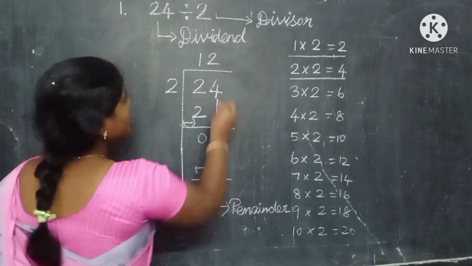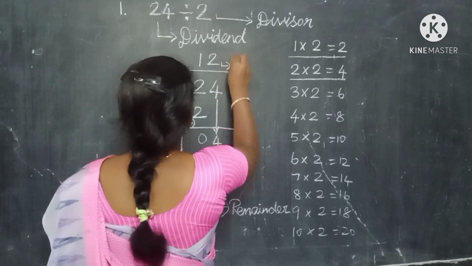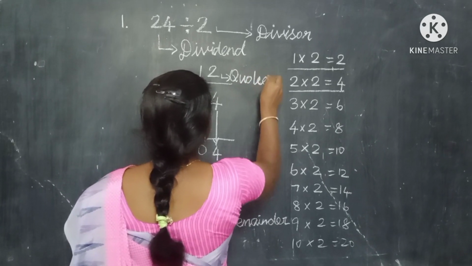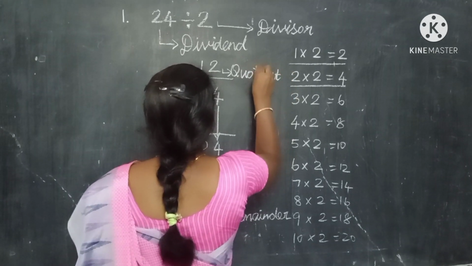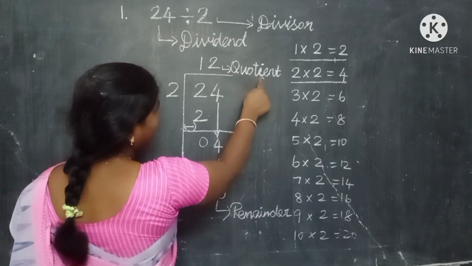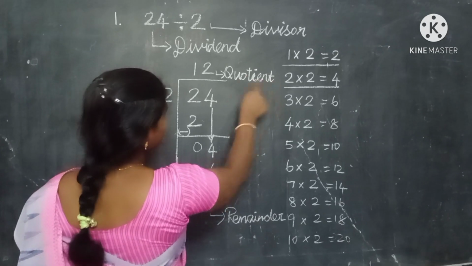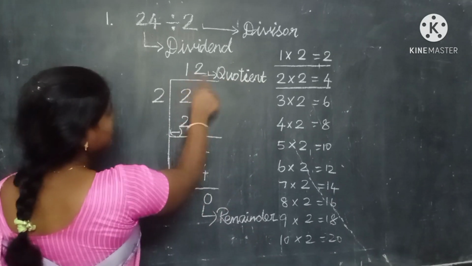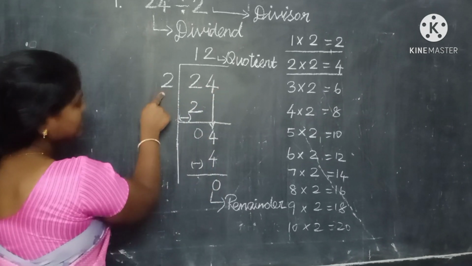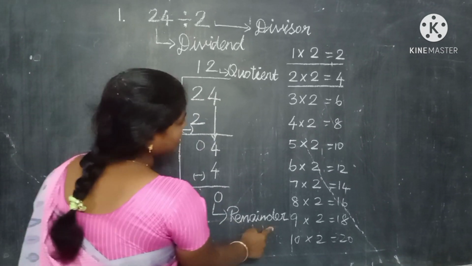R-E-M-A-I-N-D-E-R, remainder. This 12 is called the quotient. Q-U-O-T-I-E-N-T, quotient. Here 12 is the quotient, 24 is the dividend, 2 is the divisor, 0 is the remainder.